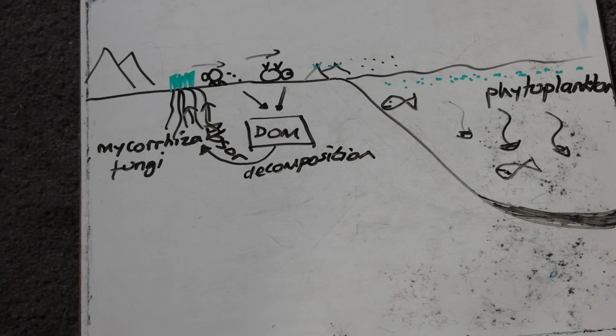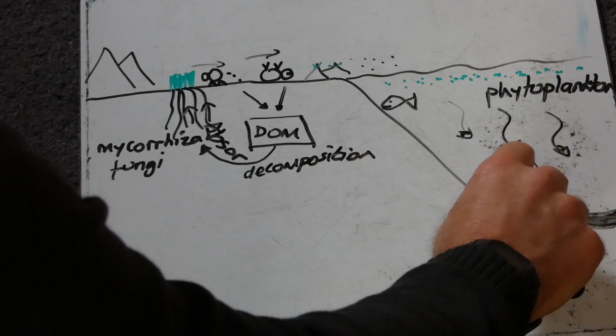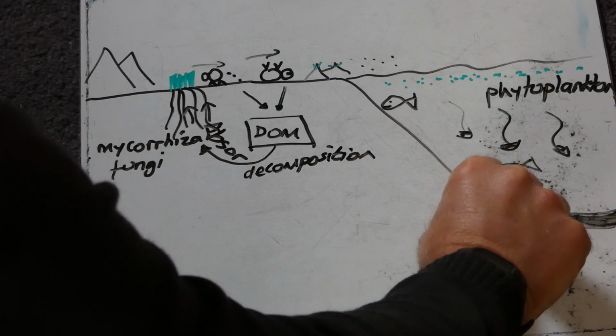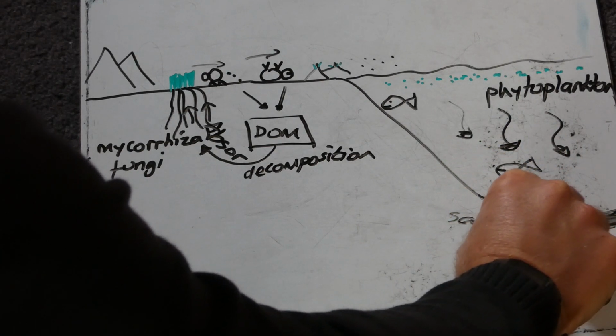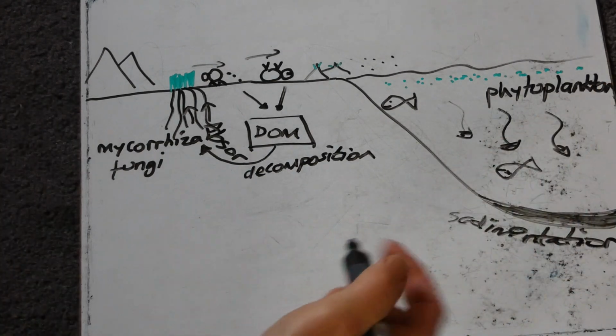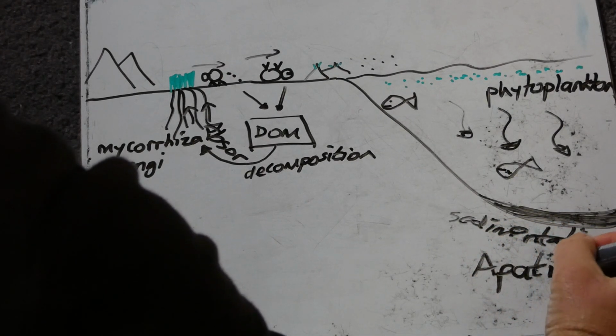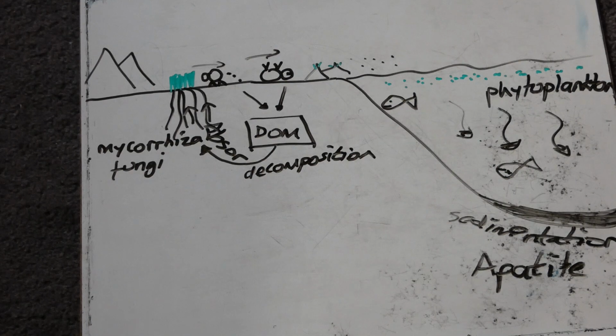You've got sort of dead fish. Think about phosphates, remember we said are important in bones. So you've got lots of phosphates building up on the ocean floor and forming rocks eventually. So we've got sedimentation happening here, forming rocks like apatite. There are lots of different rocks containing phosphates, but apatite is a good example.